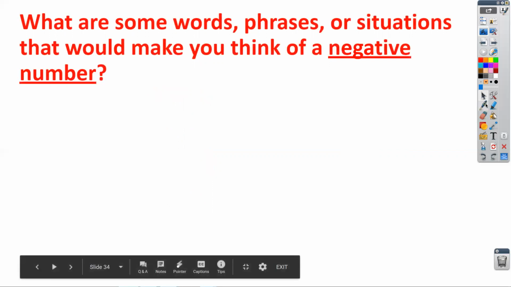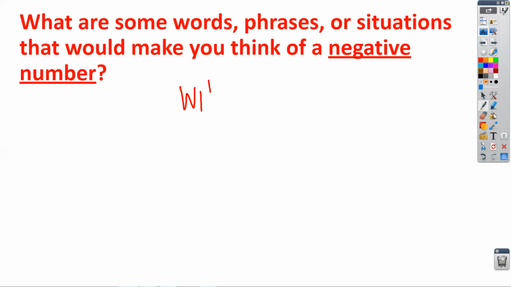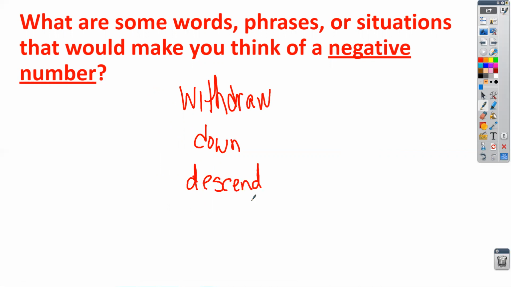All right, words that mean negative. Let's see, withdraw. And on the positive side, you could have said deposit. Down, descend, lose money, spend money, tons of other words. So if you have a few more you can think of, go ahead and take a second and jot those down as well.